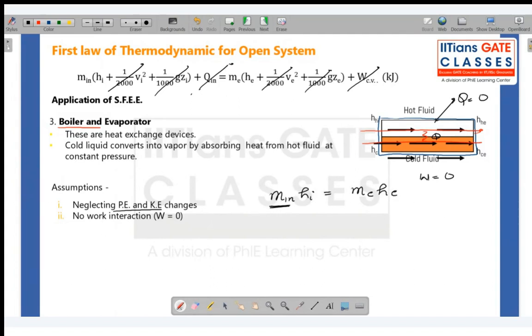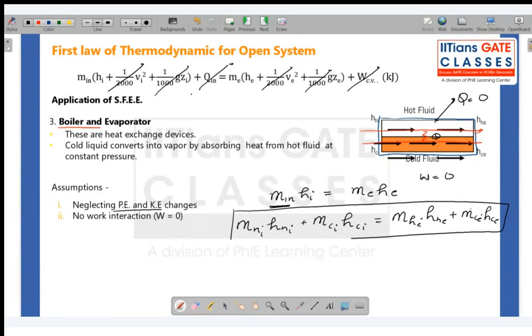Now, what mass is coming in? Mass of hot fluid in, enthalpy of hot fluid in, plus mass of cold fluid in, enthalpy of cold fluid in, equals mass of hot fluid exit, enthalpy of hot fluid exit, plus mass of cold fluid exit, enthalpy of cold fluid exit. So this equation you can use to calculate your heat.